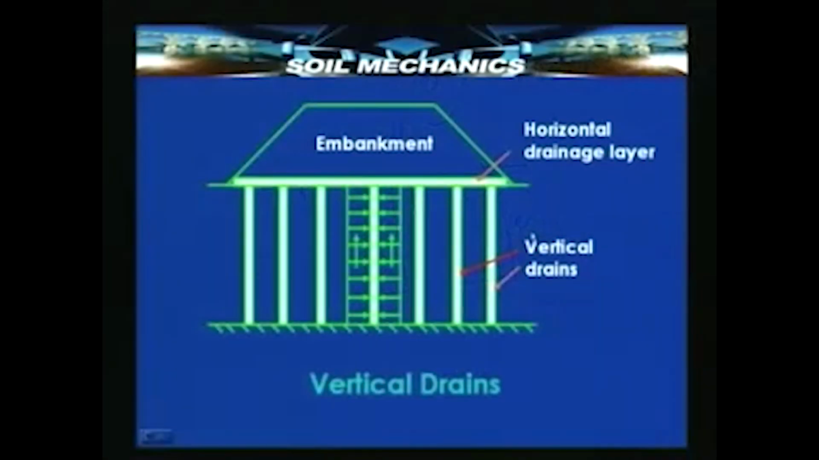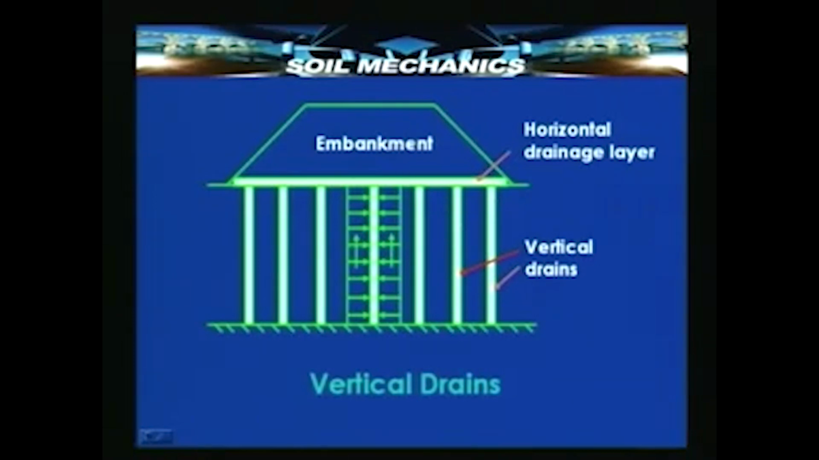The preloading phenomenon usually is in the form of construction of an embankment. So, there is an embankment here. There is a horizontal drainage layer constructed below the embankment in order to provide easy exit for the water, and there are drains provided like this. All these vertical drains, which are filled with pervious materials, permit the flow of water in the radial direction towards them, and their final outgo through the horizontal drainage layer at the top.